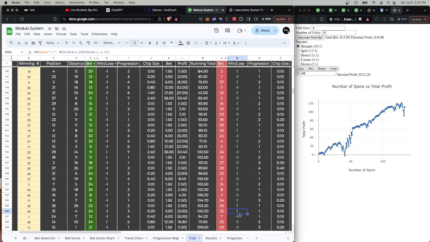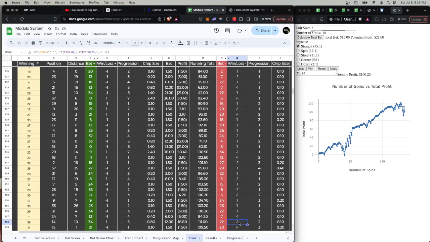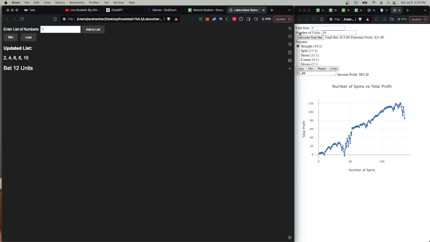And from that win, we get a loss. It brings us back up to a 10 unit bet and another loss. So we add that in. It brings us up to 12.